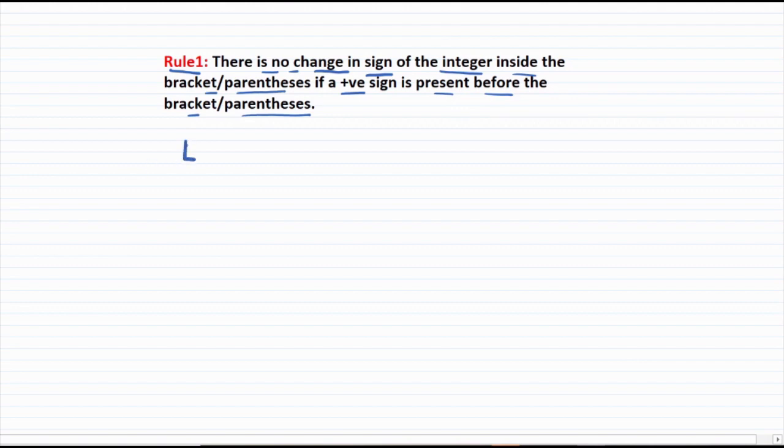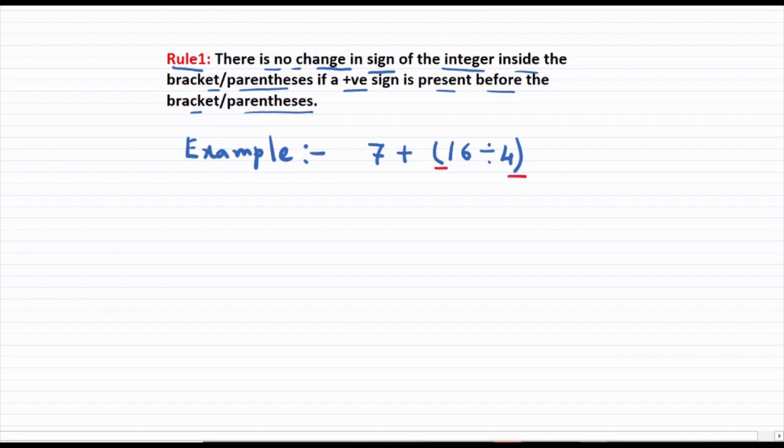Let's take an example where we can apply this rule, then it's much easier for us to understand. Suppose 7 plus parenthesis 16 divided by 4. So let's look at this example. Here we have parenthesis and we can see one positive sign is present before the parenthesis.